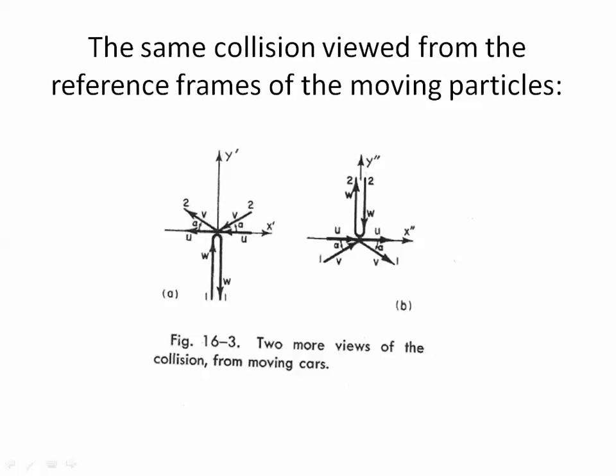In S'', the direction of the x'' component of motion of object 1 is to the right with speed u. The path that object 1 takes in S' makes the same angle alpha, this time with respect to the x'' axis. The y'' motion has the speed w. In A and B here, the magnitudes of u and w are the same. The directions are opposed.